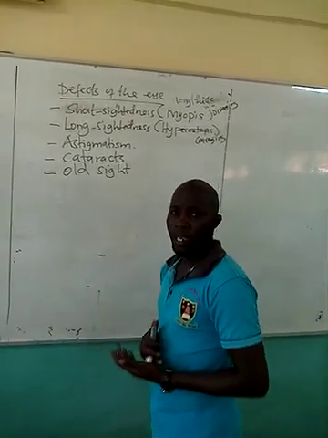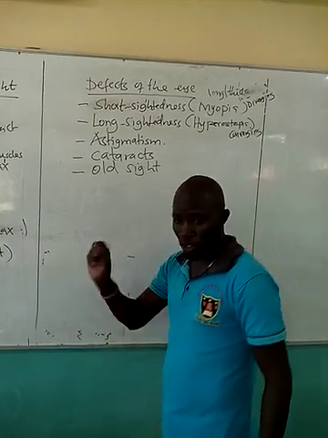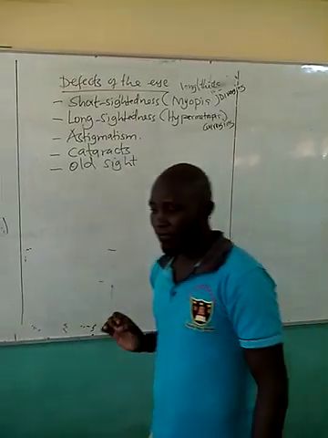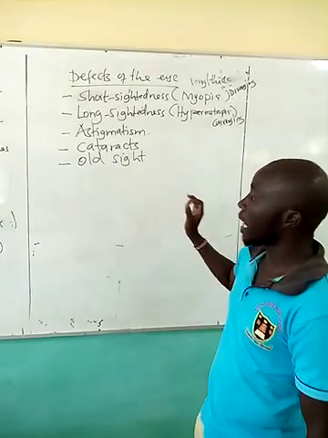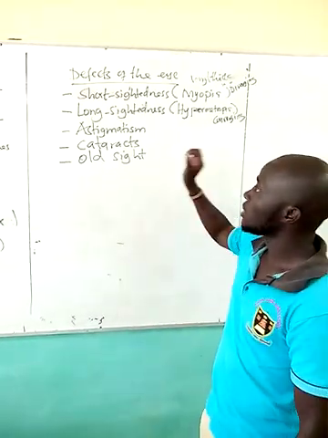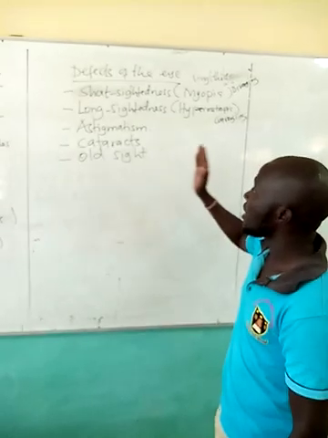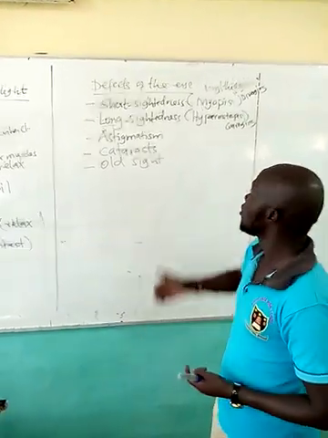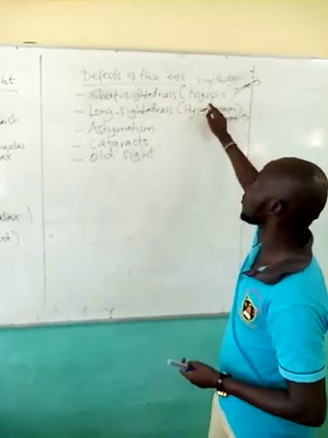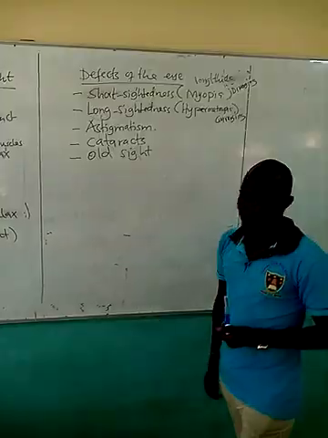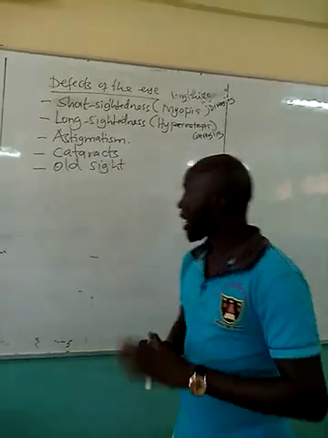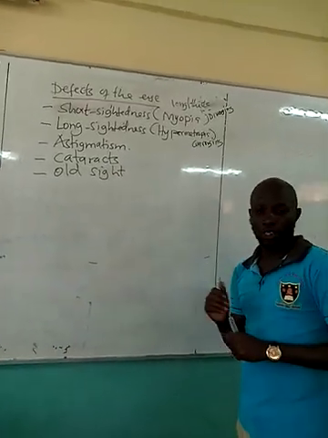Many a time, many students talk about short sight. Short sight is not a defect. Don't talk about short sight. We talk about short-sightedness, which is also called myopia. What causes short-sightedness? There are two major causes of short-sightedness.